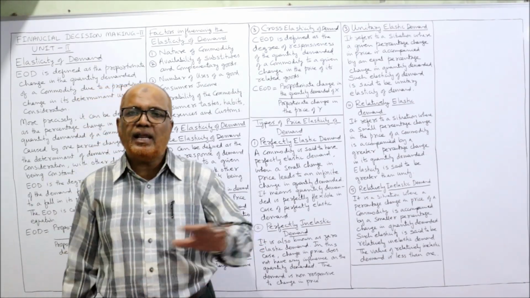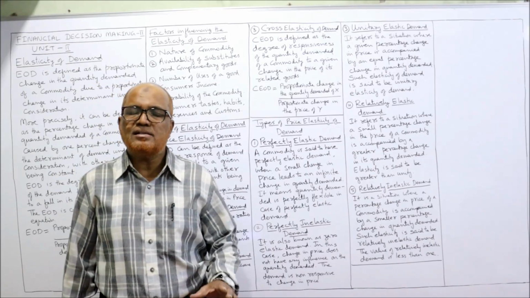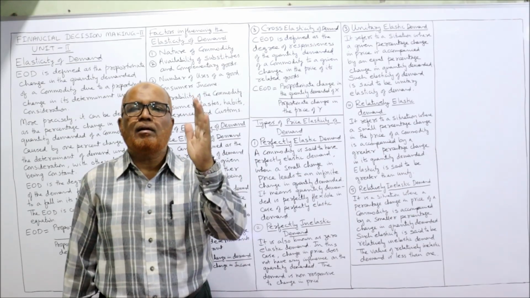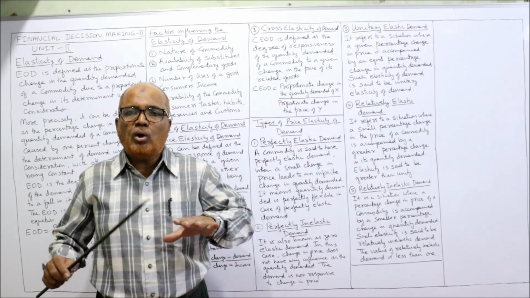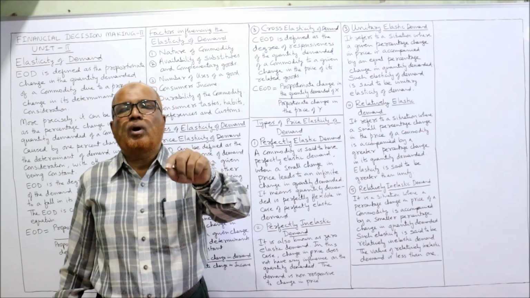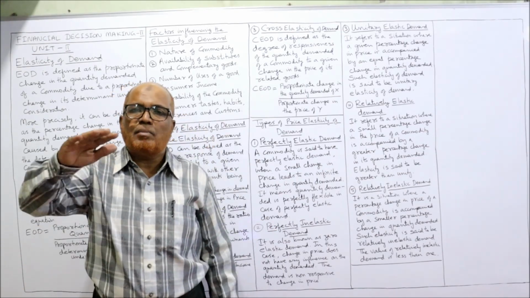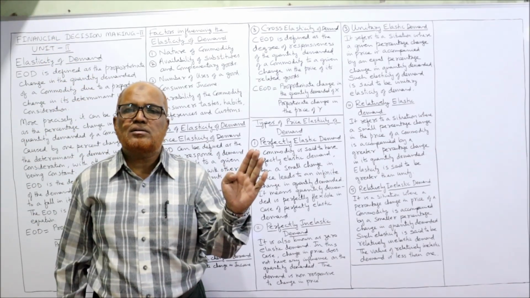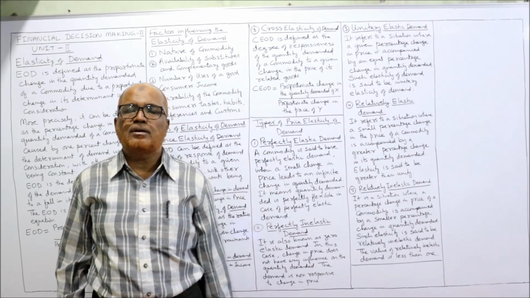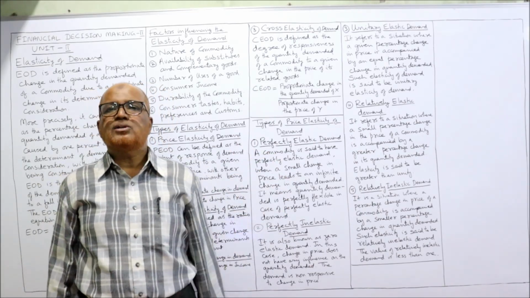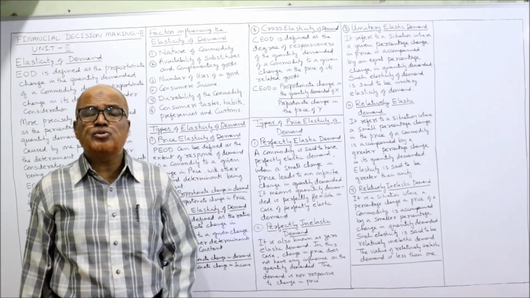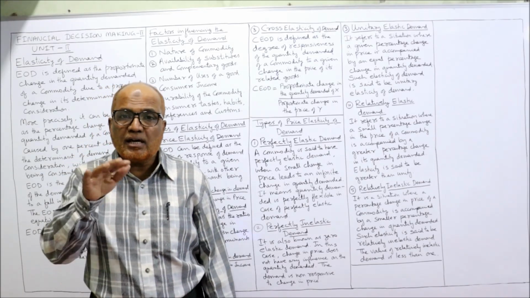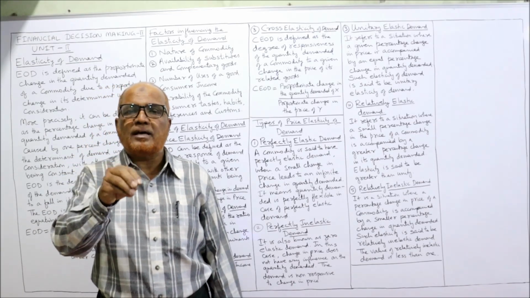Next is perfectly inelastic demand. Perfectly inelastic demand means whatever be the change in the price, the demand remains constant. No change in demand due to whatever change in the price. The price might have increased or decreased, the demand remains constant. This is called perfectly inelastic demand. Simple example, in case of salt. We consume salt in our dishes, right? Suppose the presently the price of salt is 20 rupees.